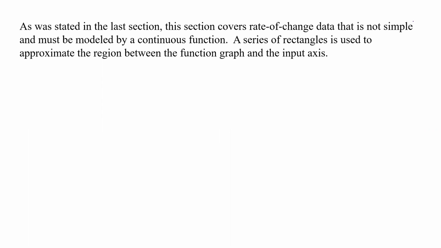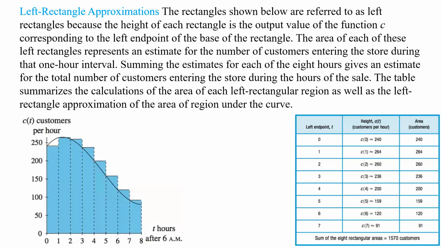A series of rectangles is going to be used to approximate the region between the function graph and our input axis. And we're going to do that in 3 different ways. The first way is using the left rectangle approximations. These rectangles shown below are referred to as left rectangles because the height of each rectangle is the output value of the function c that corresponds to the left endpoint of the base of the rectangle.